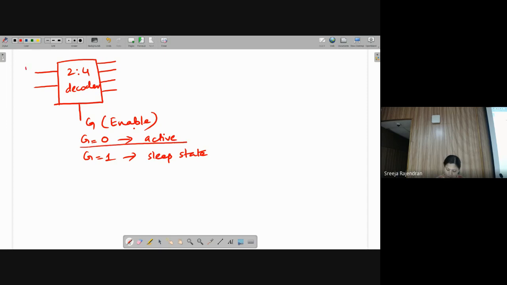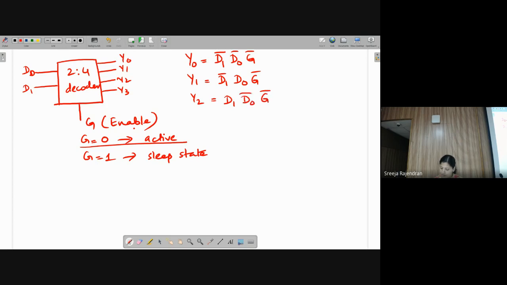So now I have inputs D1, D0, G and outputs Y0, Y1, Y2, Y3. My output is not only dependent on the inputs, it also depends on the enable pin. Enable pin G also has to be 0 for the circuit to work. So now I can rewrite my equations: Y0 is D1 bar, D0 bar, G bar. G has to be 0. Y1 is equal to D1 bar, D0, G bar. Y2 is equal to D1, D0 bar, G bar. And Y3 is equal to D1, D0, G bar.